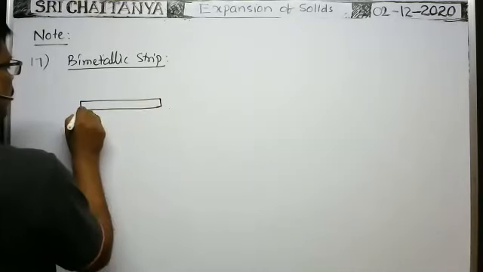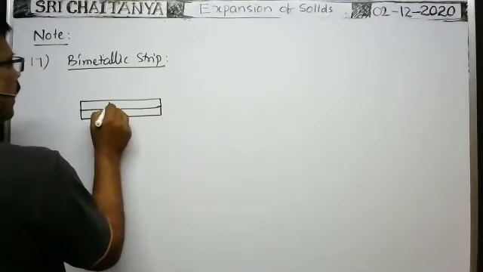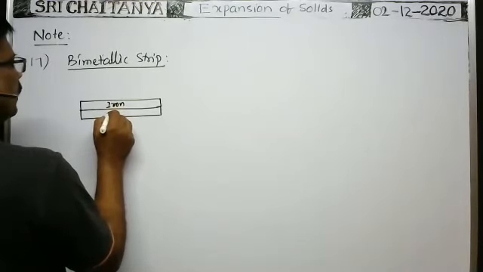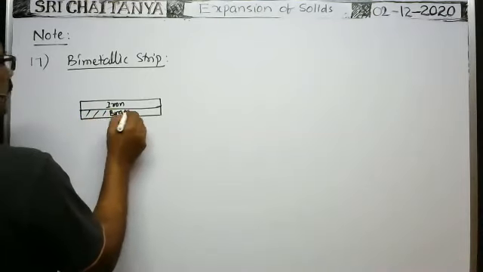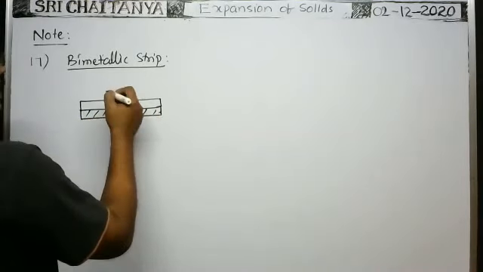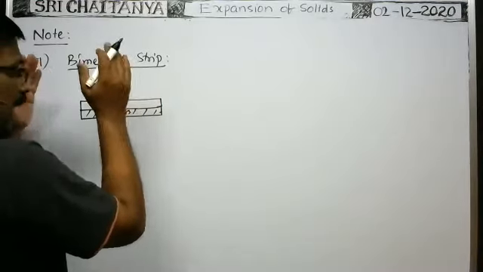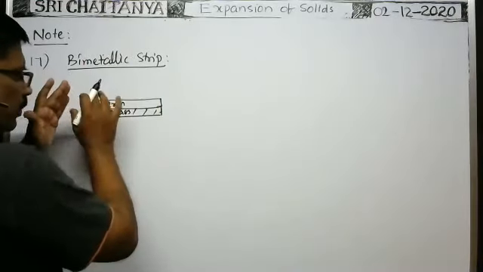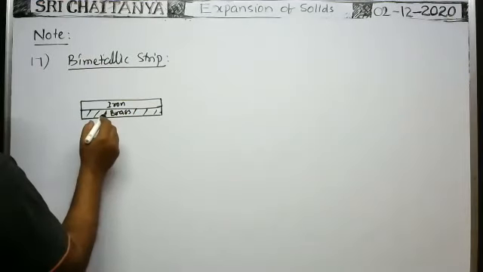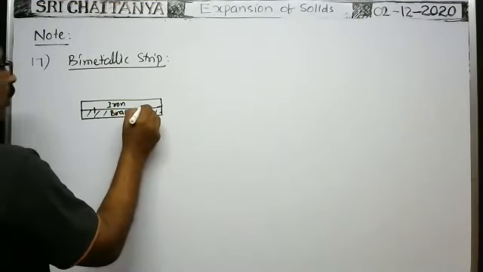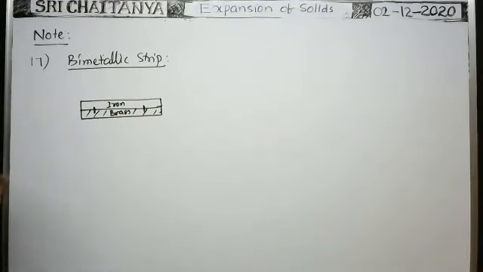This is one metal strip, and it is another metal strip, but made of two different materials. Iron, and brass. So this is one metal, it is another metal. Both have different coefficients of linear expansion, but the dimensions are the same: length, thickness, breadth, everything is the same. So two similar metal strips made of different metals are riveted together to form a composite strip. Such an arrangement is called the bimetal strip.